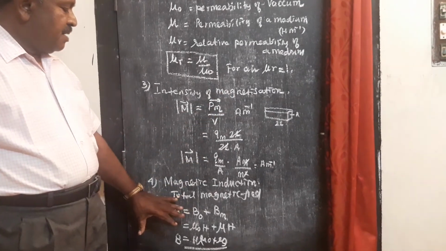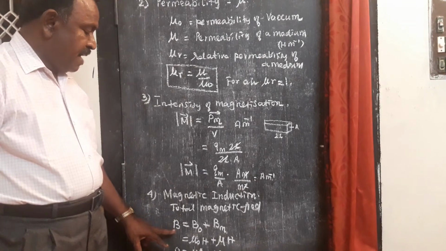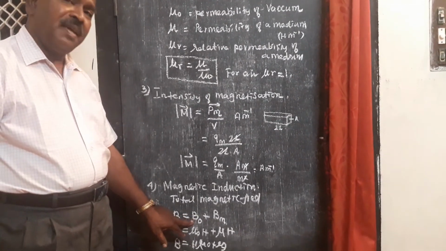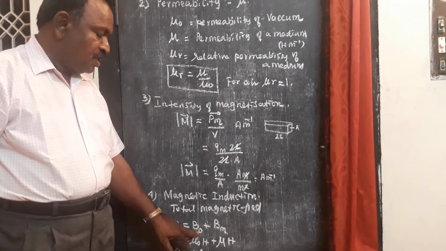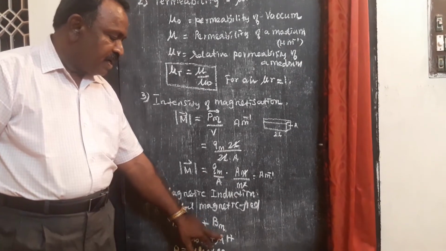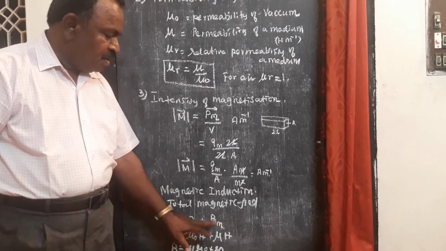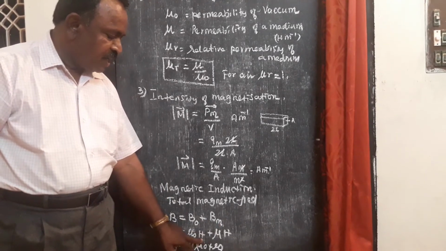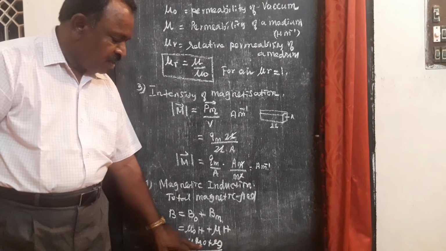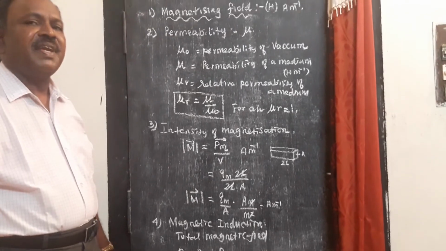So when a magnetic material is kept in an external magnetic field, the total magnetic field produced in that material is equal to the sum of the magnetic field produced in vacuum due to the external field and the induced magnetic field inside the specimen. So it is equal to B naught plus Bm, which is equal to mu naught H plus mu H. H is taken common outside, mu naught plus mu. This is the total magnetic field.